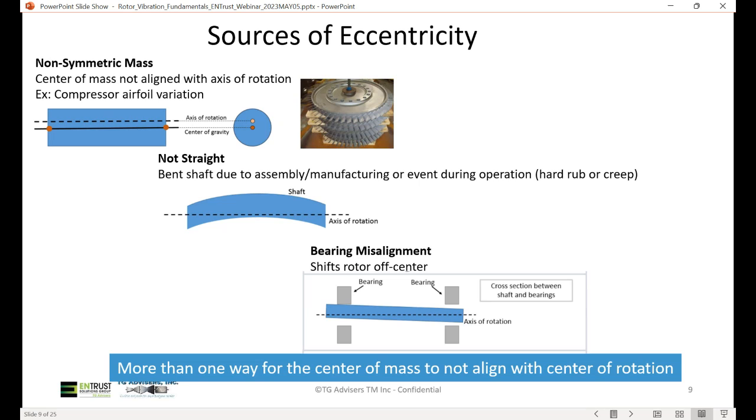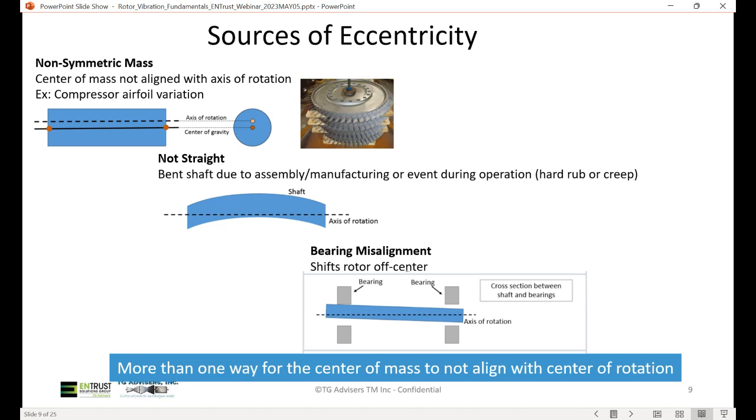Here are three sources of eccentricity in a rotating structure. Non-symmetric mass is the most simple example. An example of this is the center of mass not being aligned with the axis of rotation. This can happen with variation in your turbine or compressor blades. Another example is simply that the shaft is not straight. A bent shaft due to assembly or manufacturing or an event during operation, such as hard rub or creep, can cause the shaft to bend and become offset from the axis of rotation.